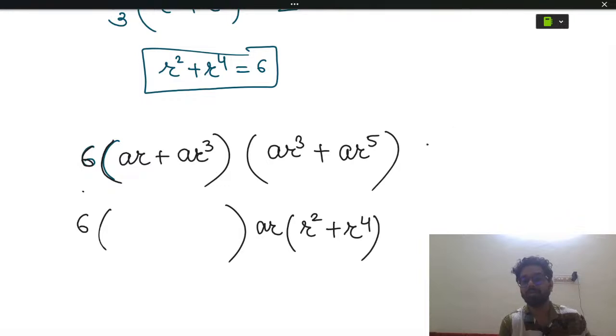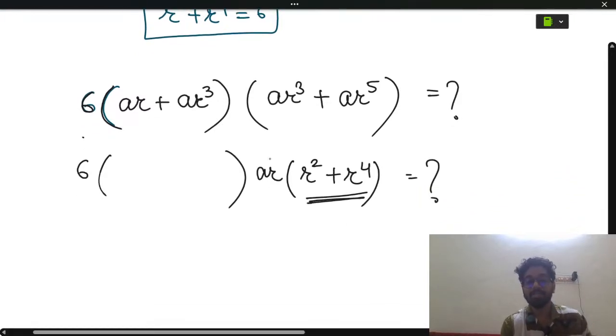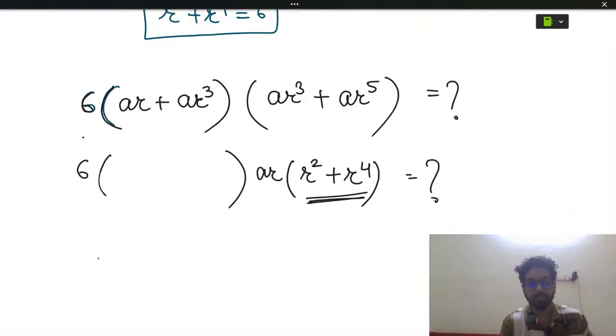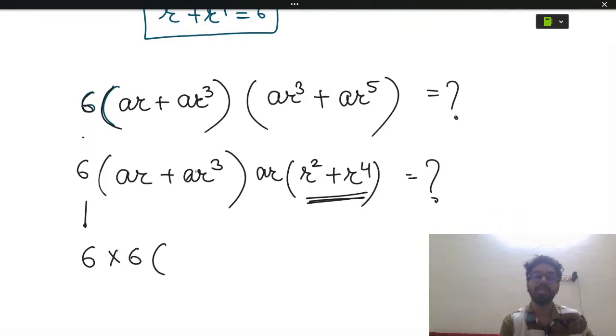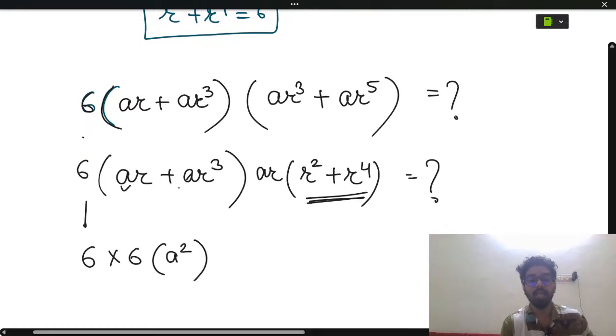Right, we have to get the value of this one. So this means this is 6, and I will send this R inside. So this will become 6, it is already over here. And here we were having AR plus AR^3. Here also I will take out A outside. So it becomes A square. A from here and A of this one, so R square. And I will send this R inside to become R square plus R power 4, which is again 6.